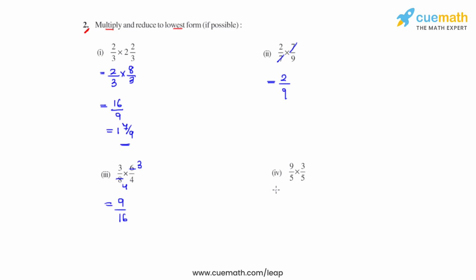So the answer for the third bit is 9 over 16. Similarly, coming to the fourth bit, we have to find the product of these two fractions, 9 over 5 times 3 over 5. So 9 times 3 is 27. 5 times 5 is 25. Now this again is an improper fraction. So dividing 27 by 25, we get the quotient as 1, remainder as 2. So the mixed fraction for this becomes 1, 2 over 25. Now we go on to the next set of bits.